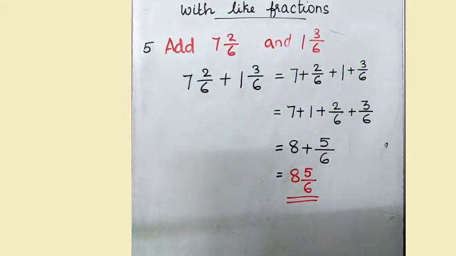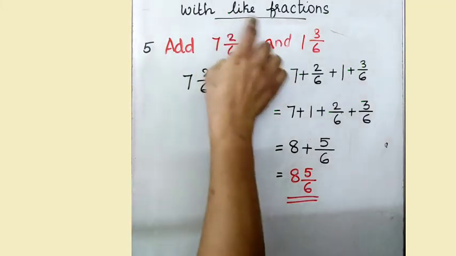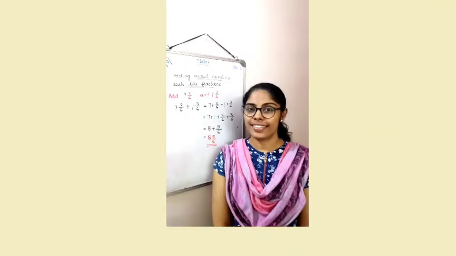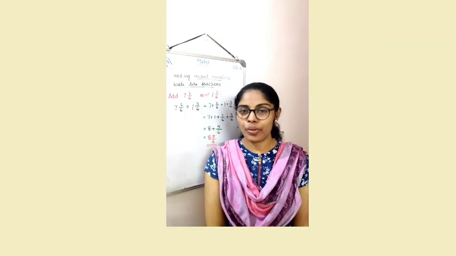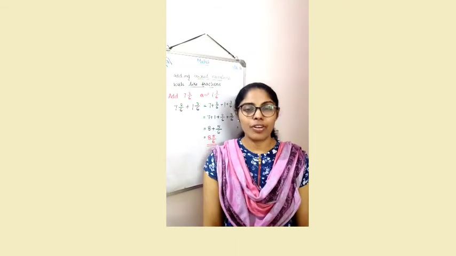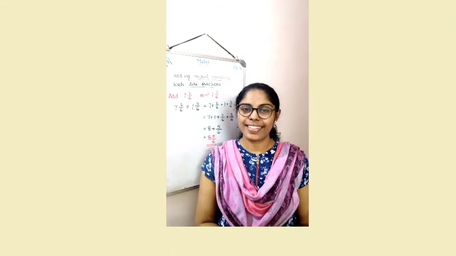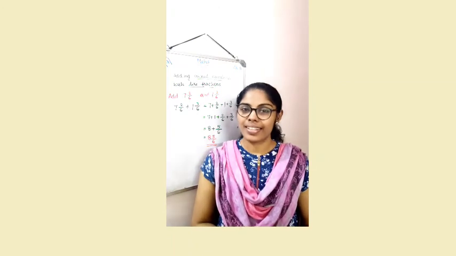This is how to add mixed numbers with like fractions. Children, I hope now you have learned how to add mixed fractions of like fractions. First of all, add the whole number part, then add the fractional part. For the fractional part, add only the numerator. The denominator remains unchanged. You will get another mixed fraction. Thus you will get the answer. So all of you do your homework on your own.